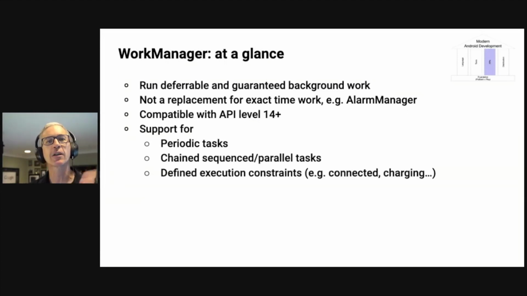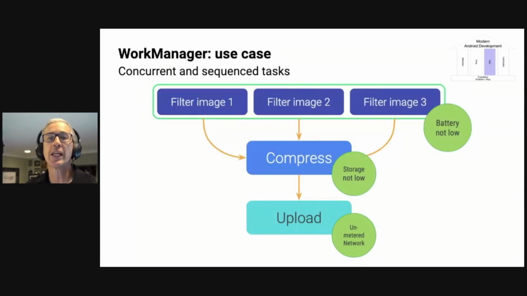You can do periodic, these jobs that happen occasionally. You can have jobs run together or in serial fashion, and you can chain them together. So easy example here, you want to do several filtering operations, which can all happen in parallel. When all of those are done, you want to compress that file, and then you want to upload these. And there's possibly different constraints around each of these.